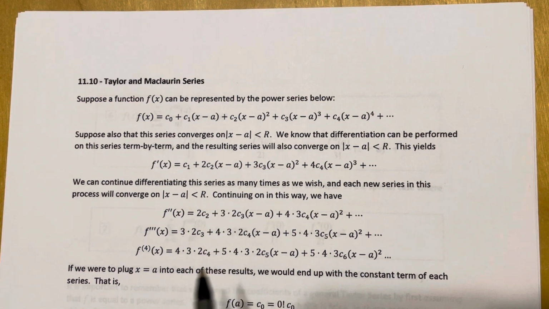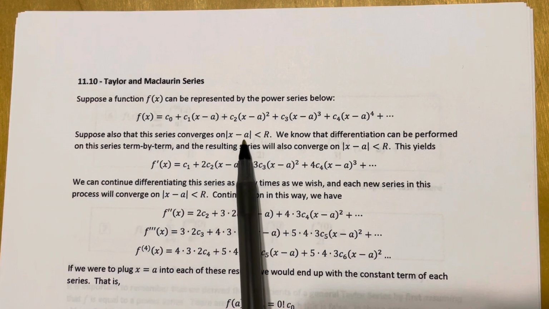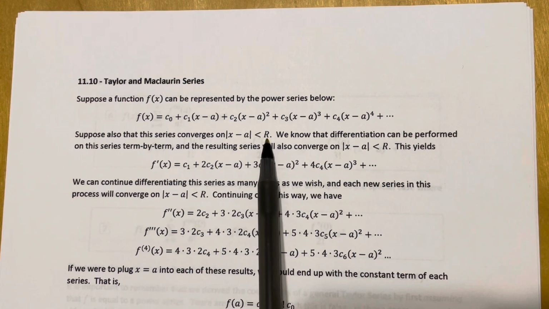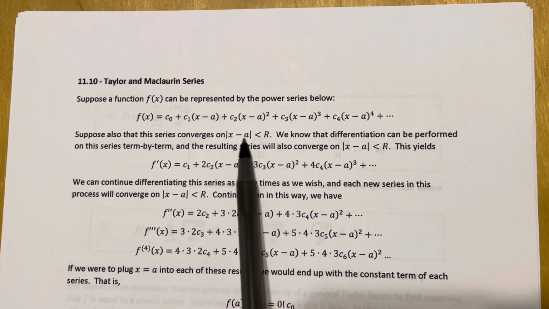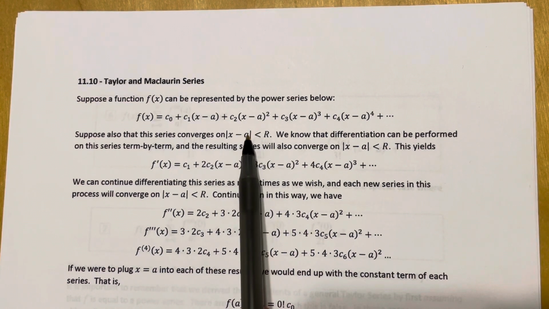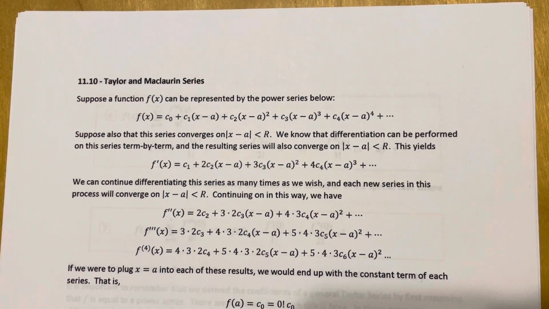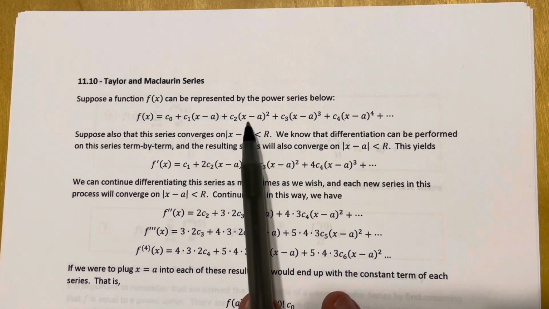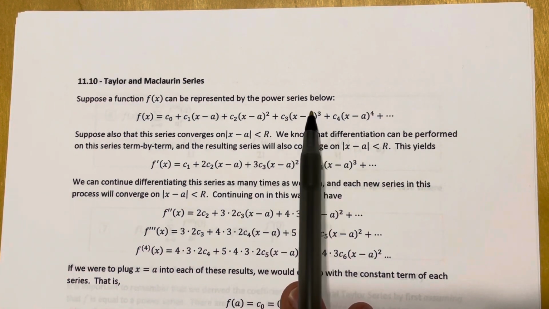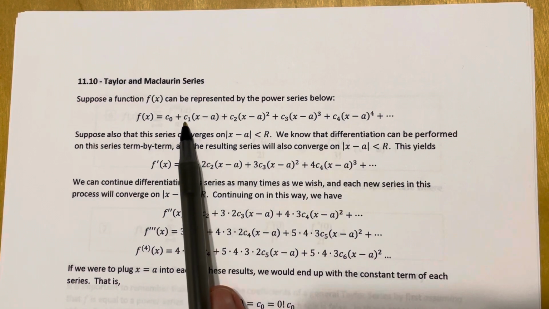Let's suppose also that the series converges on some interval centered at a with a positive radius of convergence. So this means that we're looking at an interval of convergence as opposed to just a single number a on which this converges. From the previous section, we know that you can differentiate power series term by term. And so we're going to do that. We're going to look at what would happen if we took the derivative of this thing multiple times.